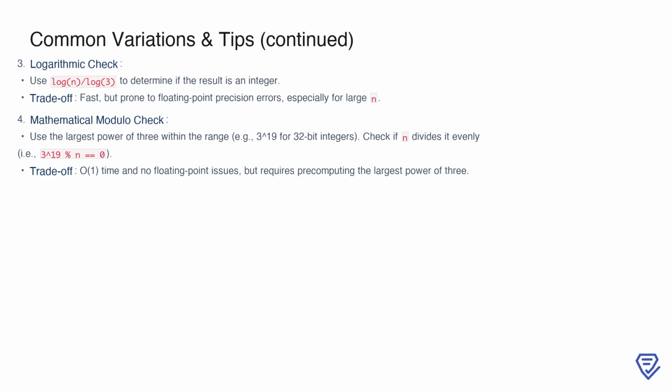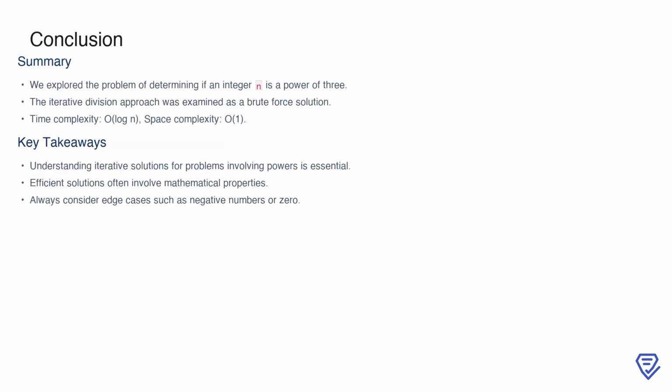Lastly, there's the mathematical modulo check. For this approach, you use the largest power of 3 within the constraint range, such as 3 to the power of 19 for 32-bit integers, and check if it's divisible evenly by n. In other words, you verify that 3^19 % n equals 0. This method runs in O(1) time and avoids floating point issues entirely, but it does require pre-computing the largest power of 3. Each of these approaches has its own trade-offs, so choose the one that best fits the problem constraints and your interview scenario. Great work!